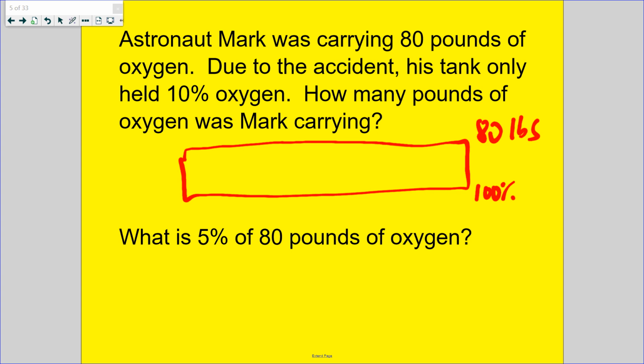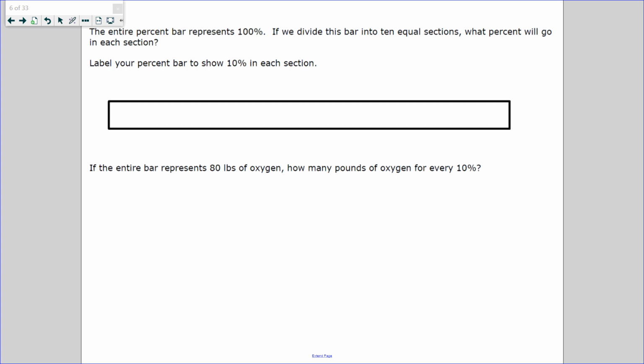Well, it's time to go over the answer now because you would have had time to try to estimate what you think. There's several ways you could solve this. This is one way you could have solved it. This entire percent bar you see right here represents 100%. If we divide this bar into 10 equal sections, what percent will go in each section? So this represents 100%. That means 10% will go in each section.